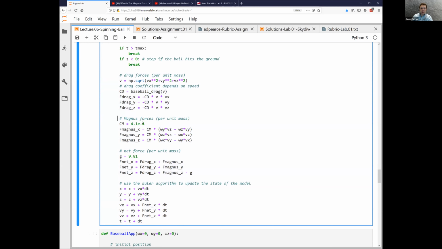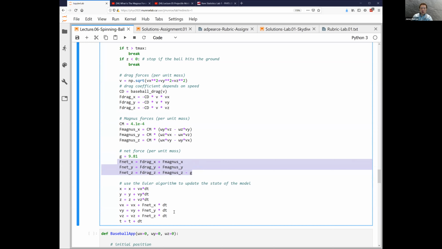Then, let's calculate the Magnus force. Well, the Magnus force is just a constant times the cross product of the rate of velocity or angular velocity and the tangential or linear velocity in the 3 components. Let's calculate the force due to gravity. That's pretty easy. And put them together as the net force in the 3 components. This would allow me to add or remove even more forces if I wanted to model additional forces all the way through. Finally, there's the Euler algorithm.